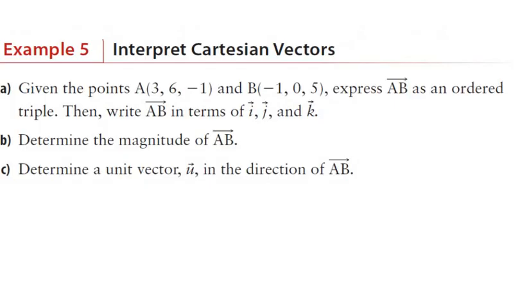Let's see an example. Interpret Cartesian vectors. Given the points A is 3, 6, and -1, and B is -1, 0, and 5, express AB as an ordered triple, then write AB in terms of ijk. Part B, determine the magnitude of AB, and part C, determine the unit vector in the direction of AB.